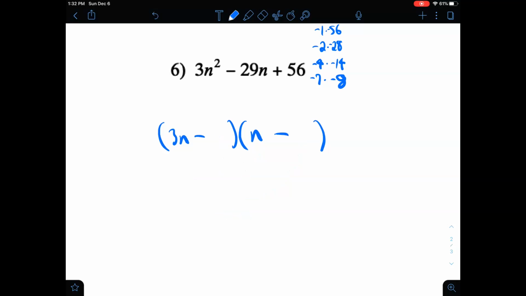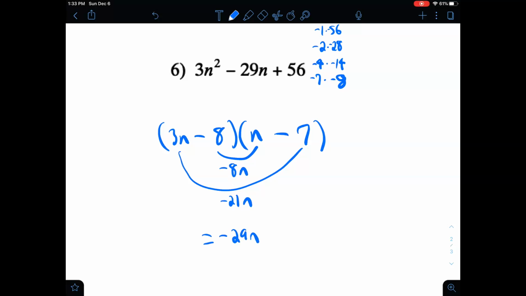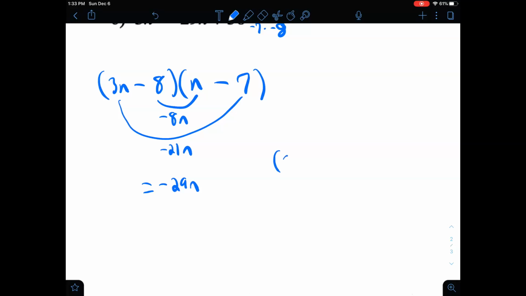Let's try flipping around the 7 and the 8. So let's put the 8 right here and the 7 right here. So negative 8 times n is negative 8n. 3n times negative 7 is negative 21n. Well, look at that. Negative 8 plus negative 21 is negative 29n. So we got it, our final answer. It's going to be 3n minus 8 times n minus 7.